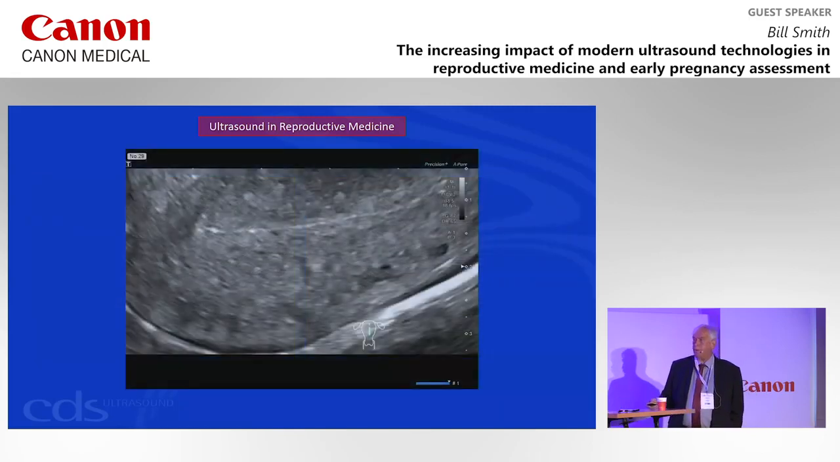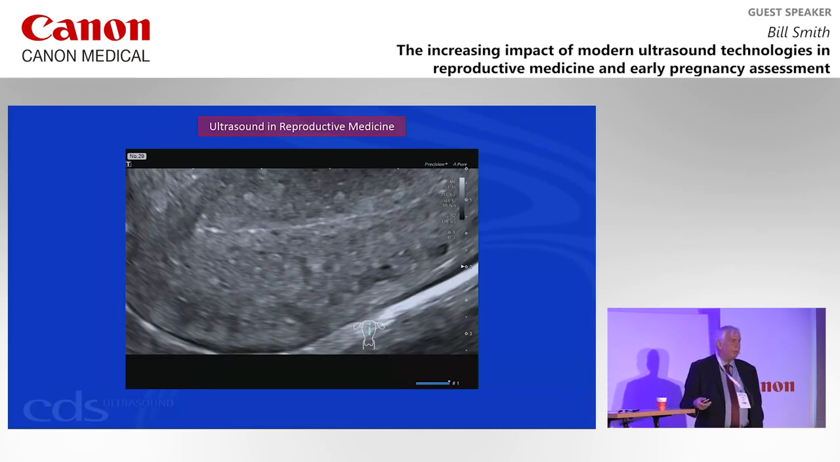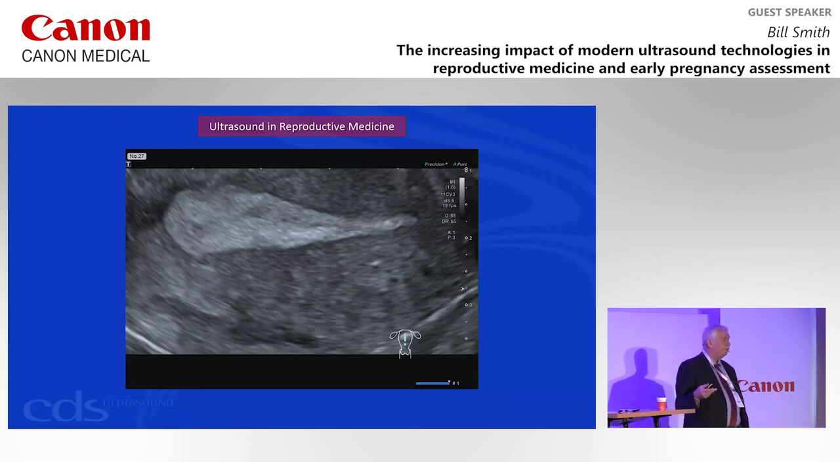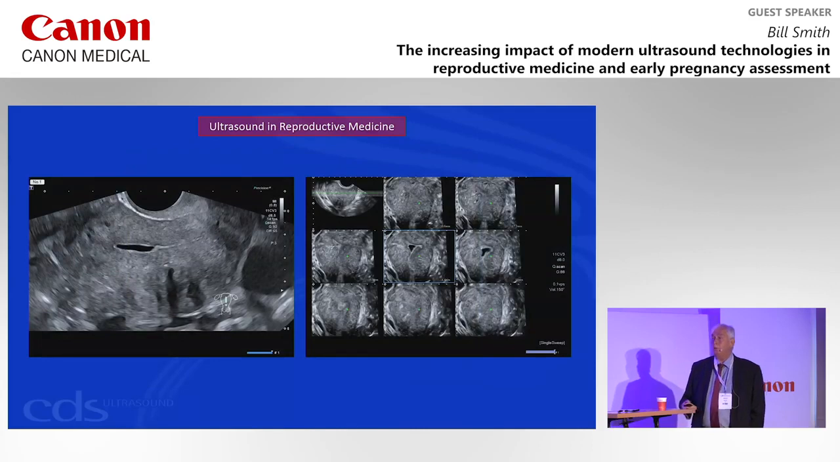If we take this example here, this is a scan just after the period, day 3, day 4. You can see evidence there of glandular changes within the myometrium. Same patient, this time just after ovulation. Those changes have gone. Those changes have disappeared. And this is what we want from our grayscale. This is what good grayscale is all about.